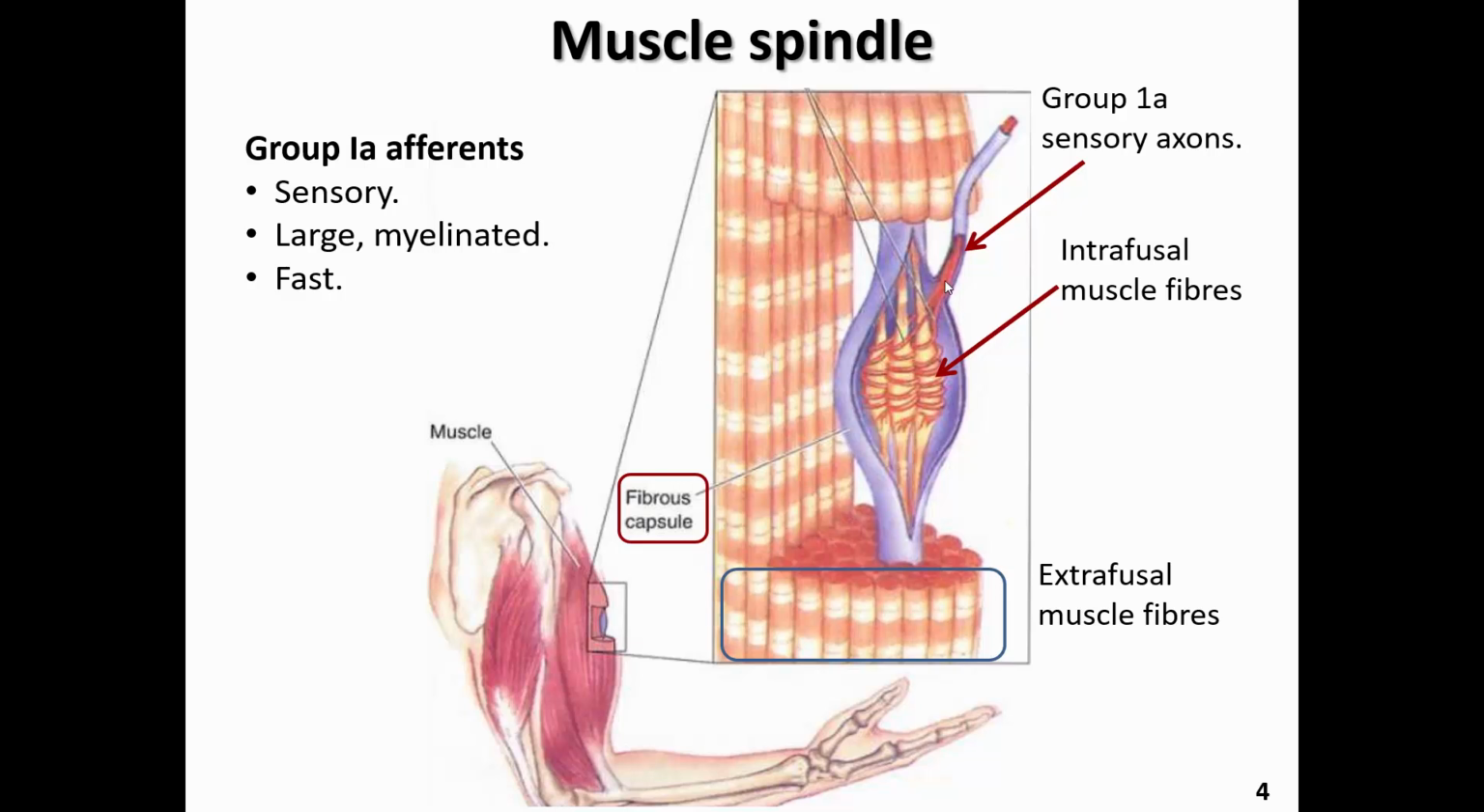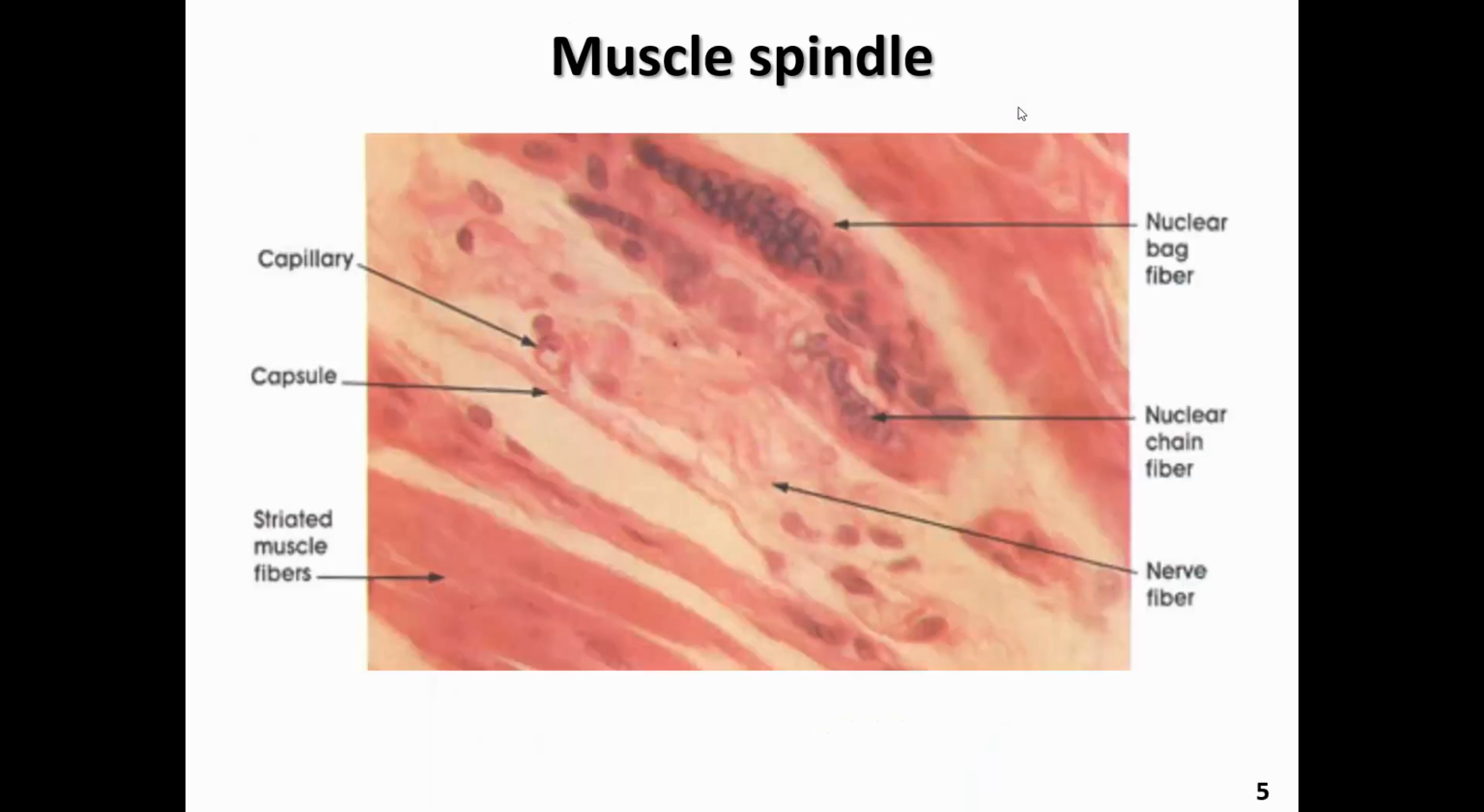What you see coming out in this particular case are the group 1A sensory axons. The intrafusal muscle fibers are controlled by gamma motor neurons, and the red structure winding around the intrafusal muscle fibers are the sensory axons that will transmit bioelectrical signals towards the spinal cord. In this microscopic image, at the very bottom left-hand corner, we have the label indicating the striated muscle fibers, and these are our extrafusal muscle fibers that produce force.